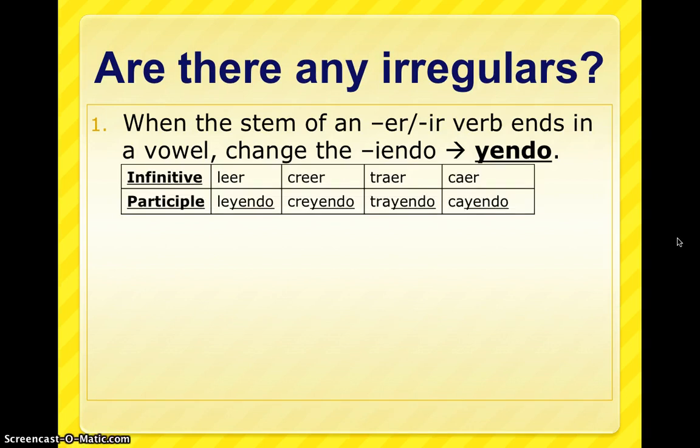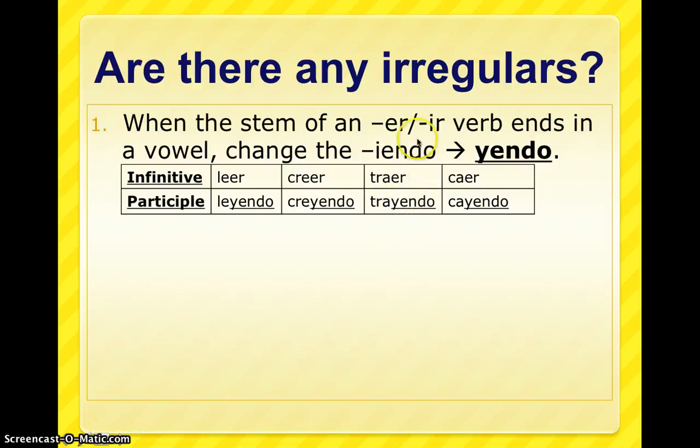So here we can see in the first row some infinitives that would fall into this category. So again, this category are verbs that end in ER or IR, and the stem ends in a vowel. So we can see here, if we were to take off our ER, the letter right before that is a vowel. This means that when we add our ending, we have to change that I to a Y, leyendo. Same thing with creer and with traer and caer. So if we take off our ER, we have a vowel right at the end of the stem. That means that the I has to change to a Y.